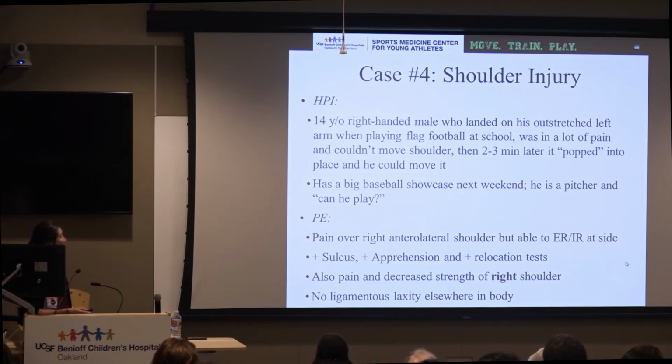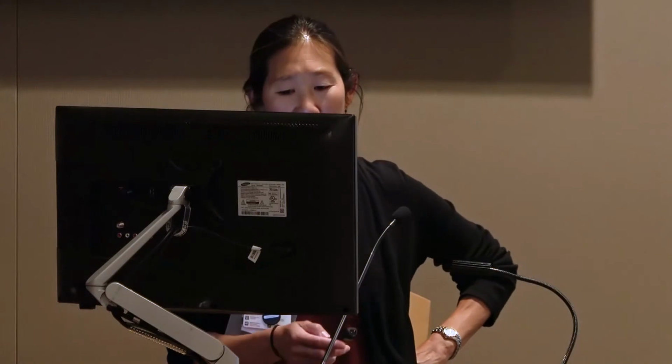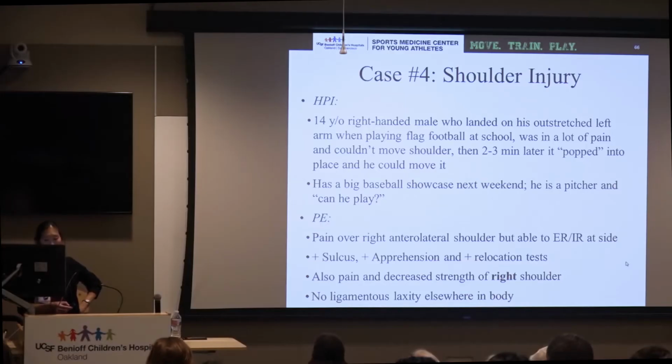Shoulder injury, we're almost done. A 14-year-old right-handed male landed on an outstretched left arm when playing flag football at school. A lot of pain, he couldn't move his shoulder, and 2 to 3 minutes later it popped into place and he could move it. He has a big baseball showcase next weekend. He's a pitcher, and can he play? So what do we get?